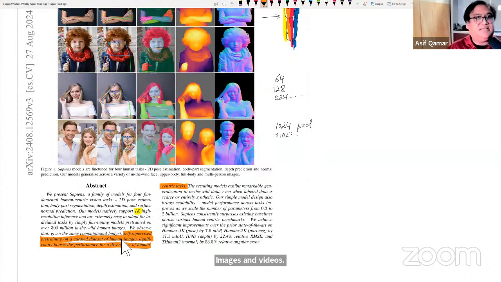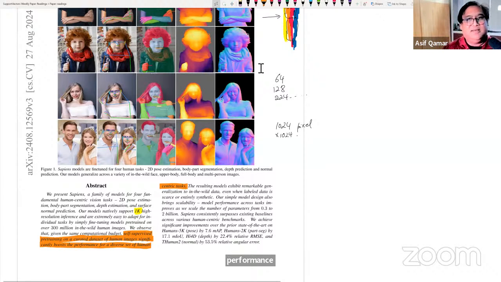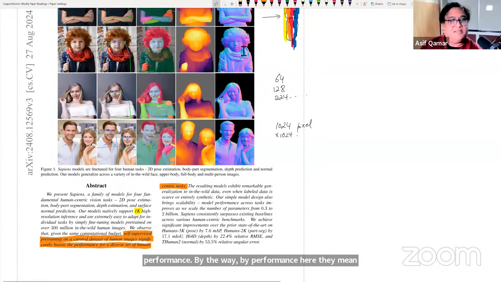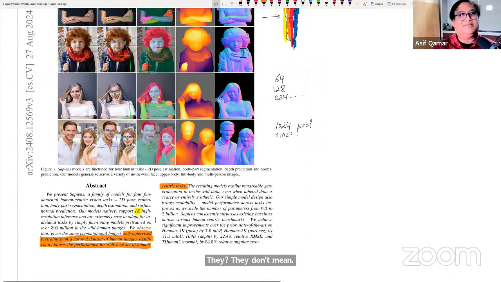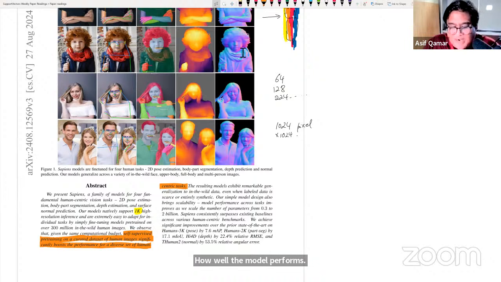Now, the point they're making is when you scale up and train on so many images, you observe a significant boost in performance. By performance here, they mean model performance. They don't mean how fast the inference comes out. It's not the latency or the throughput they're talking about. They're specifically talking about the machine learning perspective, how well the model performs. The resulting models exhibit remarkable generalization to in-the-wild data, even when labeled data is scarce or entirely synthetic.